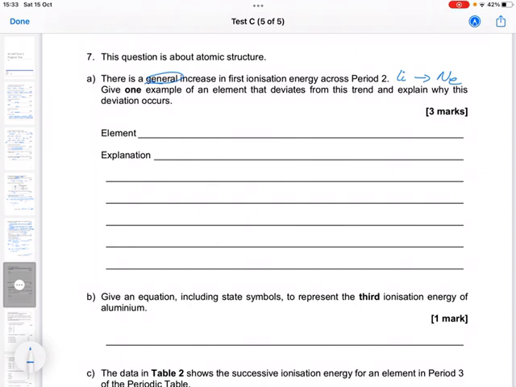And explain why. So we can either have boron, because that's the one in group 3, or we can have oxygen. So let's do an explanation for each of those depending on what you've got.